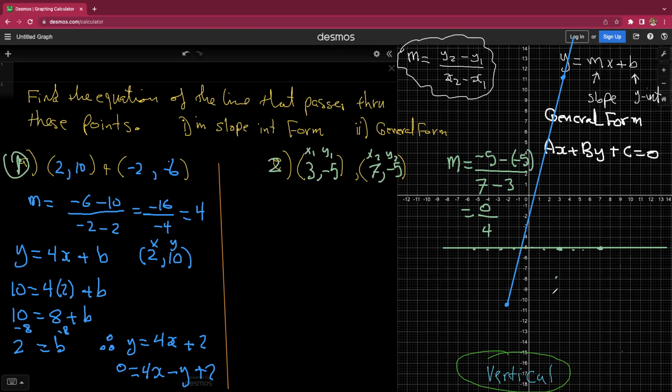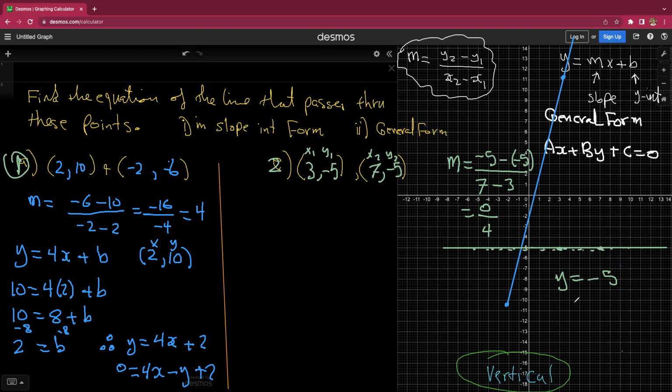Y is -5. So y equals -5. That's what this line is, because it's always -5. If it's always -5, the y value everywhere here is -5. The x is changing, but the y is not changing.